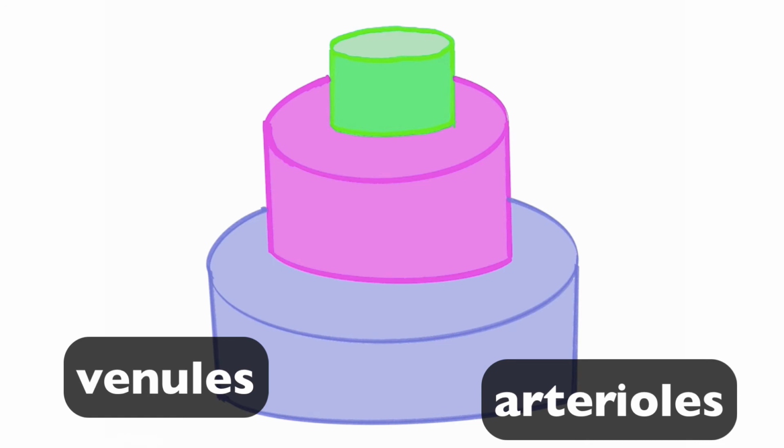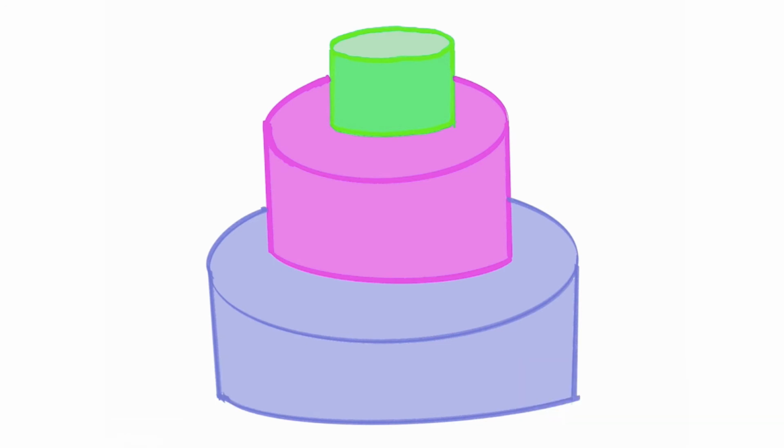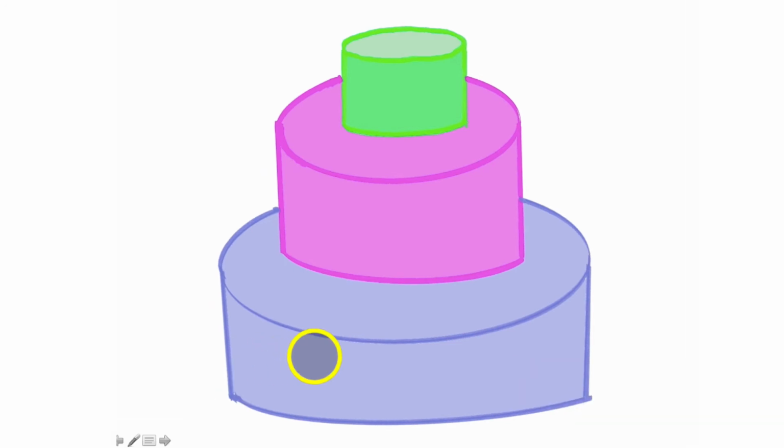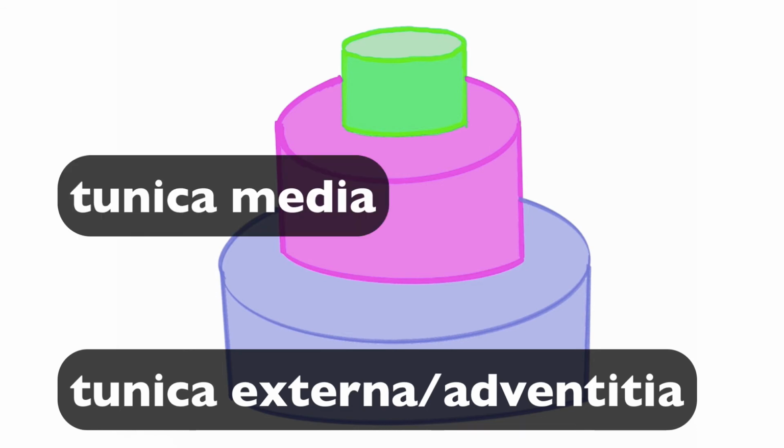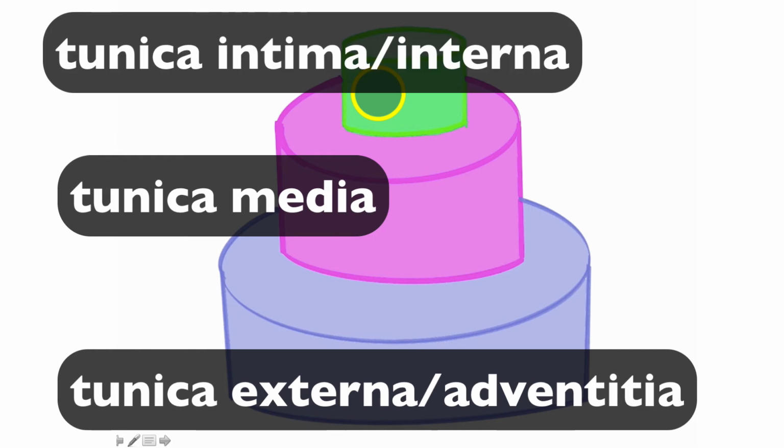Veins and arteries are made up of 3 layers or tunics. The outermost layer is known as the tunica adventitia or tunica externa. The intermediate most layer is the tunica media, and the layer towards the interior is the tunica intima or tunica interna. This right here represents the lumen.